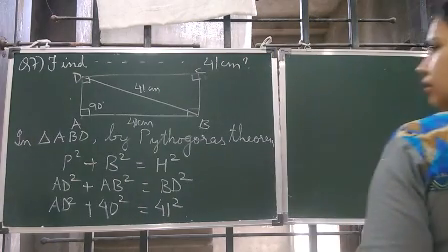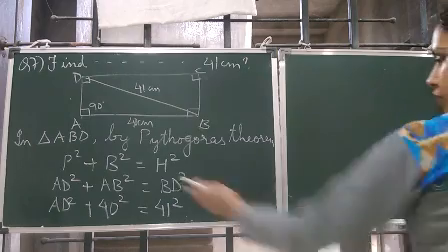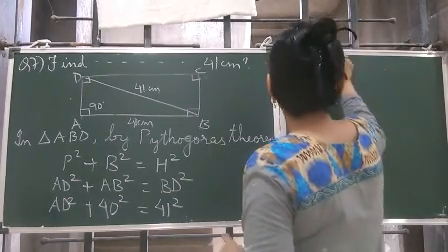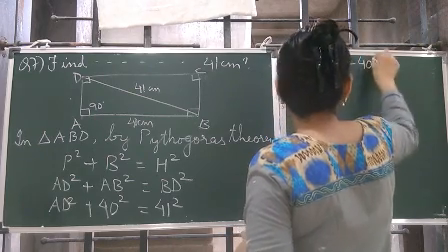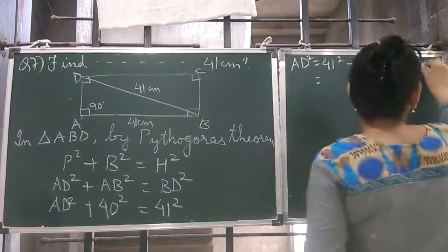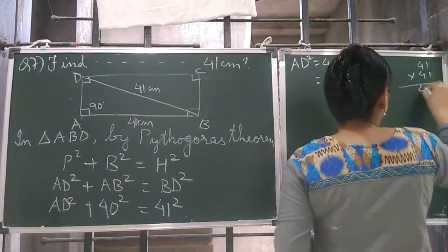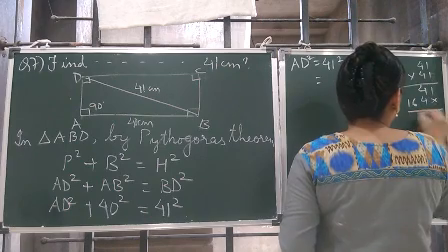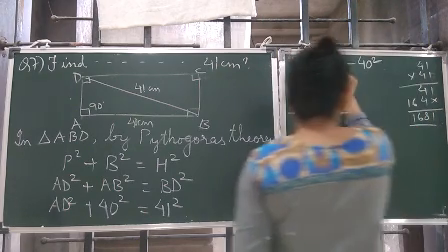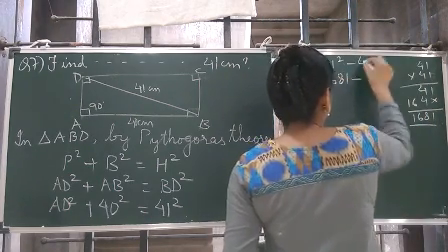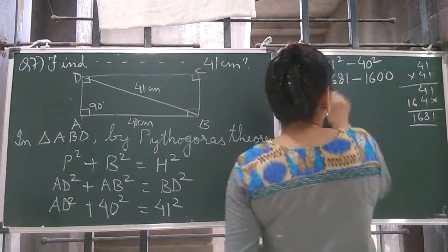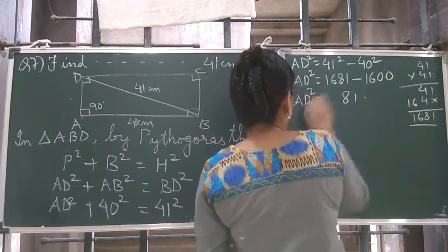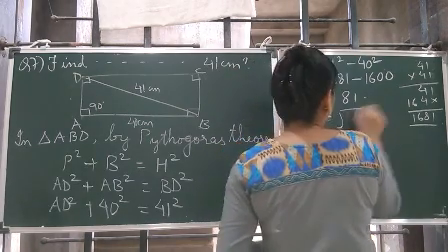To find AD, we shift this 40 square to this side. So AD square is equal to 41 square minus 40 square. We don't know what 41 square is, so we just multiply and find out. It is 1681. 1681 minus 1600 is 81. So AD square is 81. So AD will be root over 81.